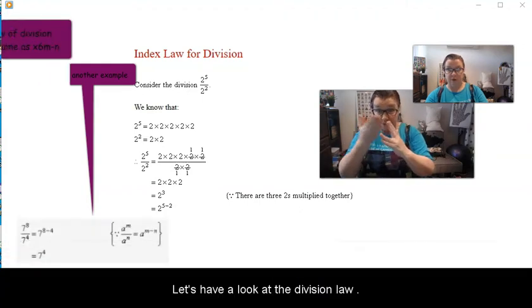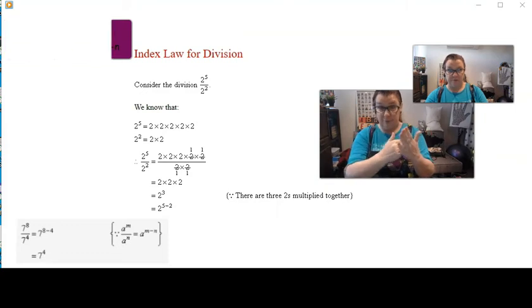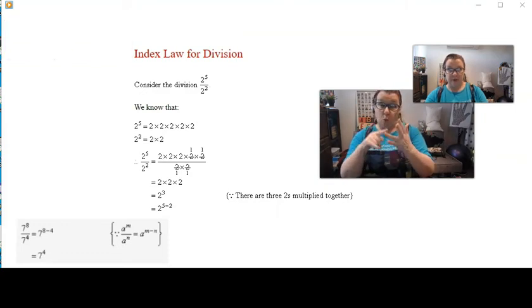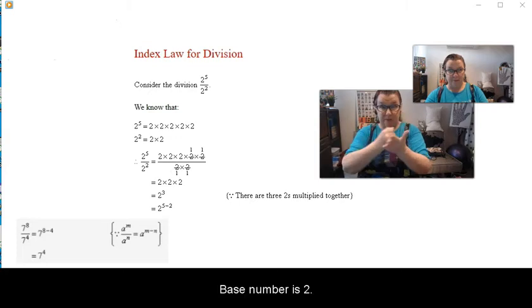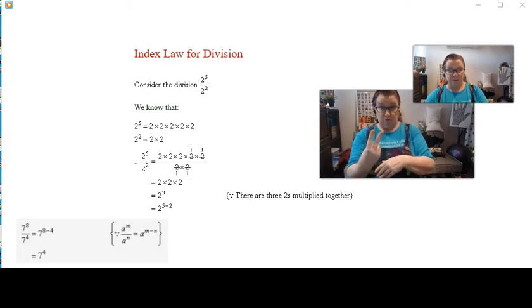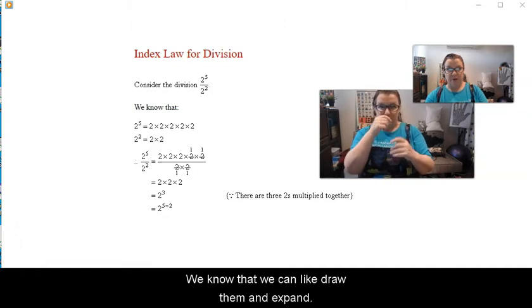So let's have a look at the division law. It's a division rule. So if you've got, remember, the base number is 2, and we've got 2 to the power of 5 divided by 2 to the power of 2, we know that we can draw them out, expand them.